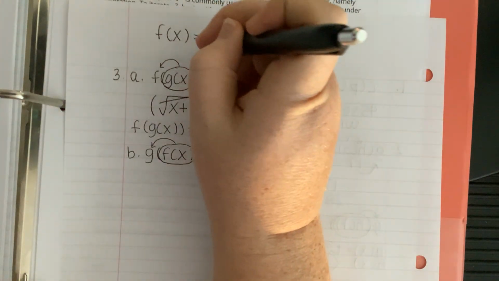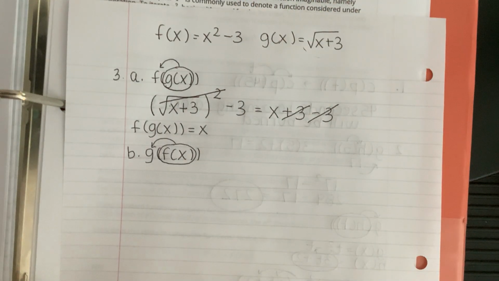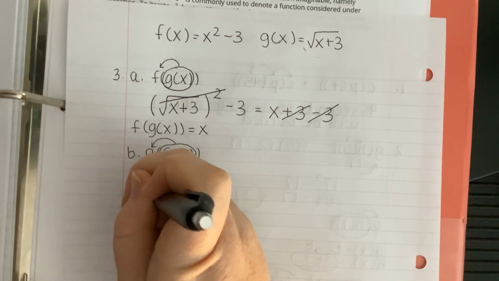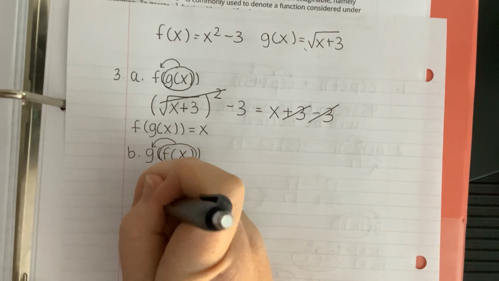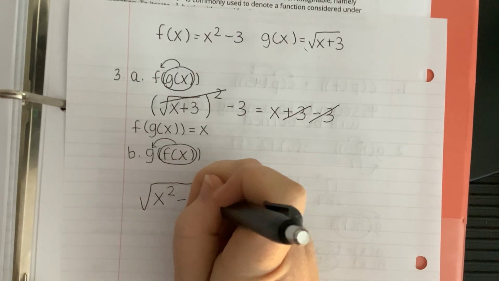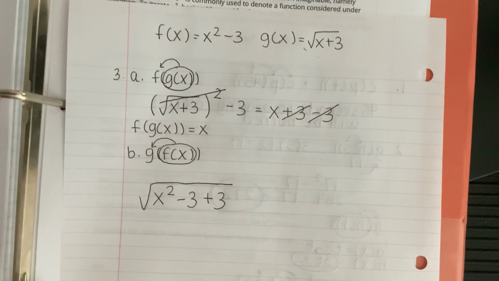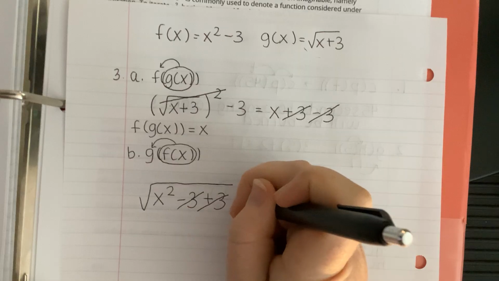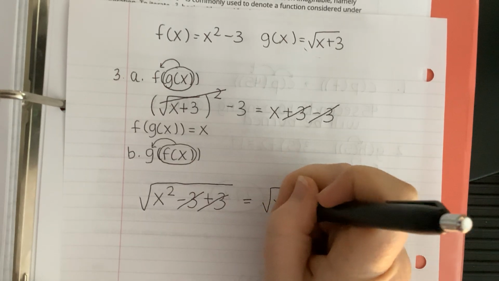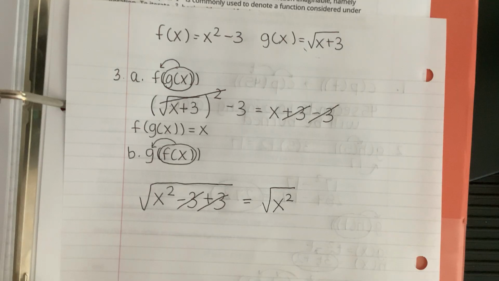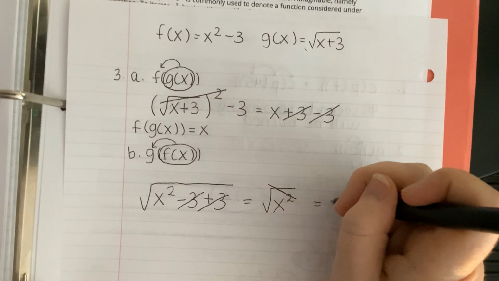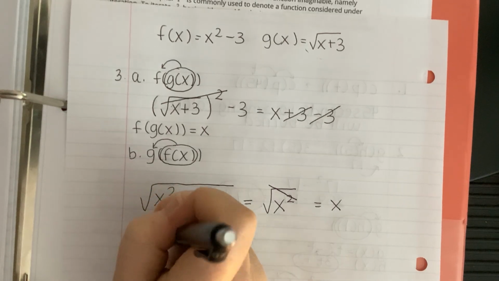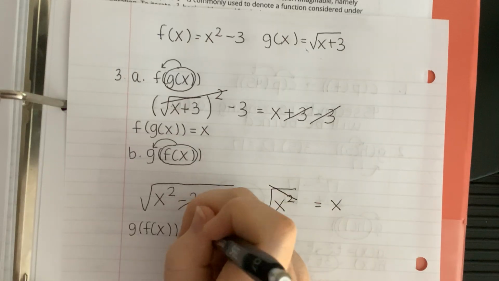So we take this whole equation and we're going to plug it in here. So we're going to get the square root of x squared minus 3 plus 3. Plus 3 minus 3, those are going to cancel. So I have the square root of x squared. A square and a square root are going to cancel, and I'm just going to be left with x. So g of f of x is equal to x also.